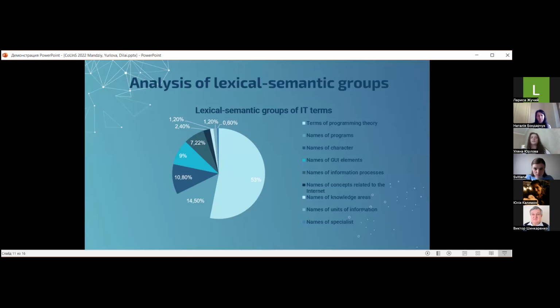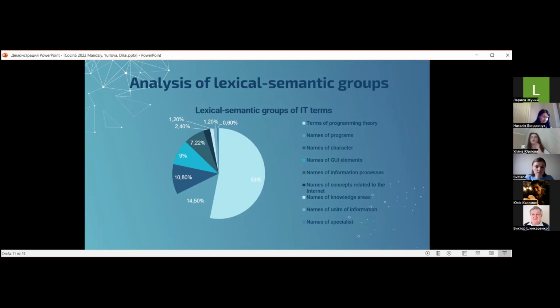The analysis of lexical semantic groups of 166 noun terms was carried out on the basis of the classification proposed by Mandziy. So we differentiated names of knowledge areas, for example, programming and functional programming, names of specialists, for example, programmer, names of units of information, for example, byte, software names and their elements, which include types of application software, for example, constructor, installer, and software elements, for example, command line, flagging.